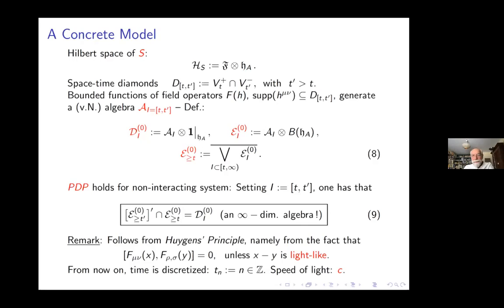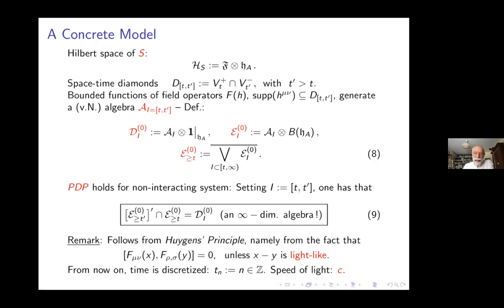Here are a few algebras. I'm sorry about all these algebras, but I think, you see, quantum mechanics is about algebra, not about Hilbert spaces. Hilbert space doesn't have any interesting structure, but algebras, in particular filtrations of algebras, have a very interesting structure, and that's why I need to introduce these algebras. D sub I is the algebra A sub I tensored with the identity on the Hilbert space H sub A of the atom. E sub I is A sub I tensored with all the possible bounded operators acting on the Hilbert space of the atom.